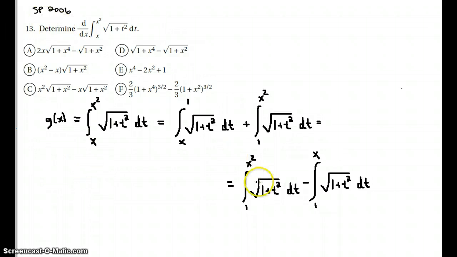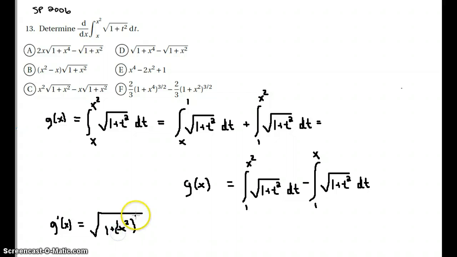And so we are basically asked to find the derivative of g of x. And so g prime of x is going to be us applying the fundamental theorem of calculus part 1 to both of these integrals. Now the first one is for us to replace t by x squared. So we'll get the square root of 1 plus x squared, then squared, but chain rule would be we have to multiply by the derivative of x squared.